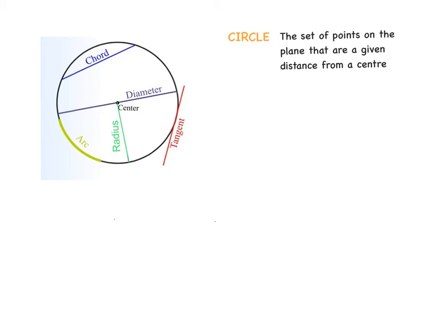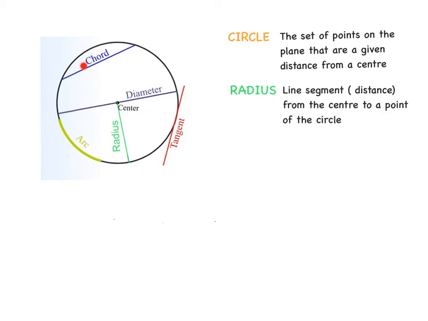The next one is the chord. This is also a line segment, joining 2 points of the circle. We might draw it in here, in here, in here, and here. We just need to remember it joins 2 points of the circle.